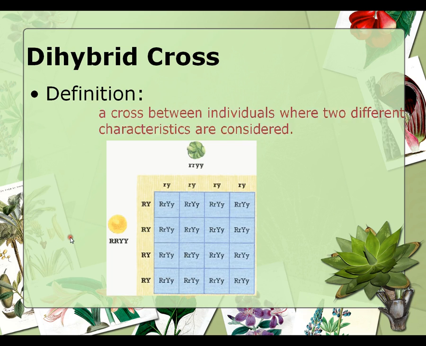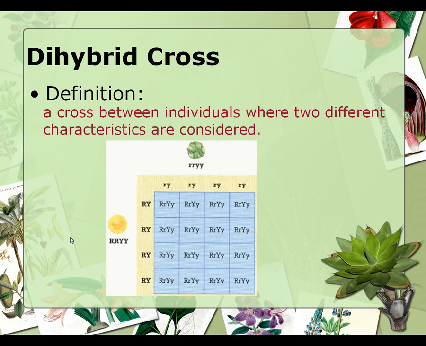Here's the definition. It's a cross between individuals where two characteristics are considered. This is the example from your book, and they use wrinkly seeds versus round seeds as one of their traits. The other trait is the color of the peas, either green or yellow.